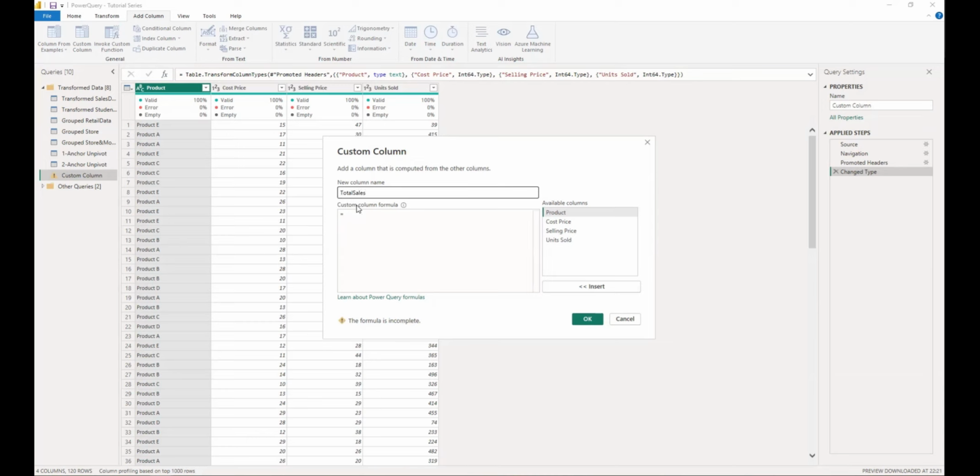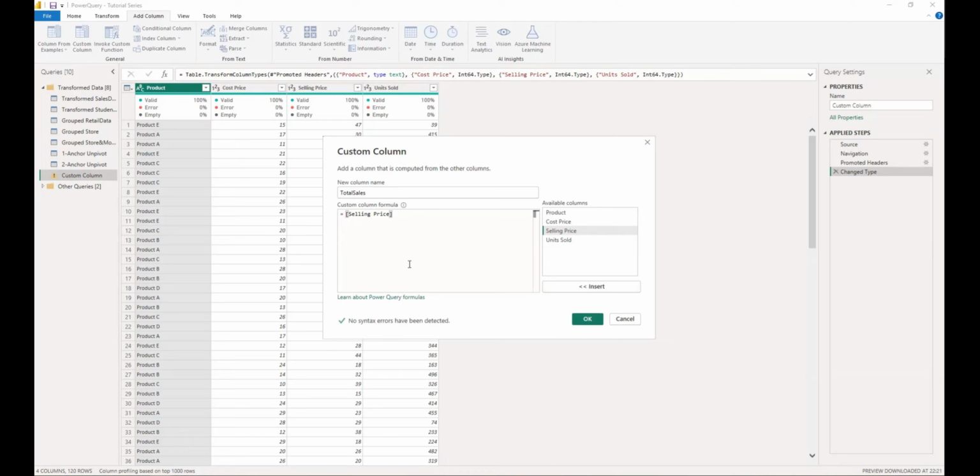Total sales. So under the total sales, what do I want? Total sales is simply the selling price. If I select this column, I will hit insert and it will bring it in, or I can double click it. The syntax will always be detected to let you know when there is something wrong with the formula or not.